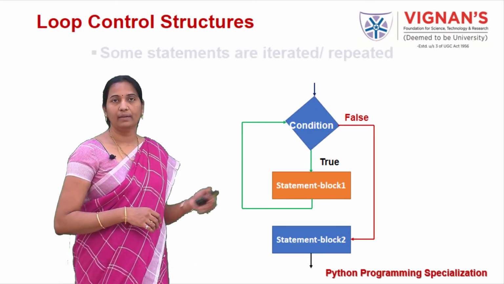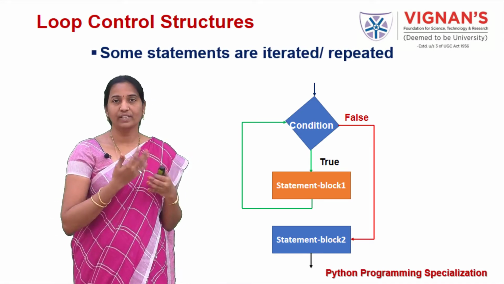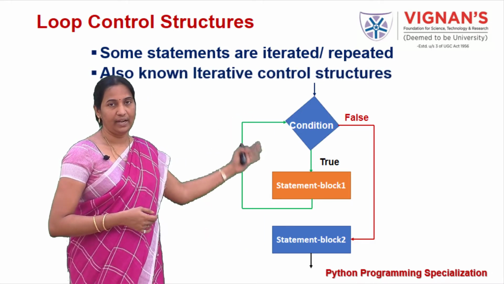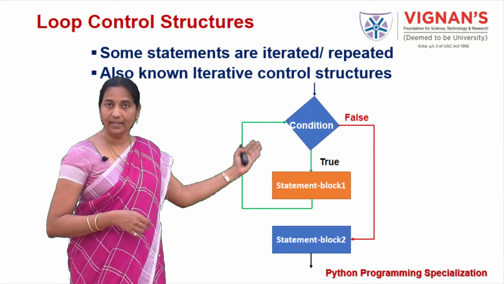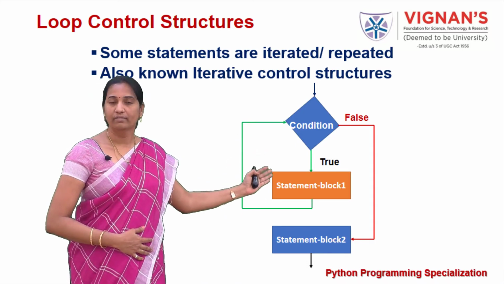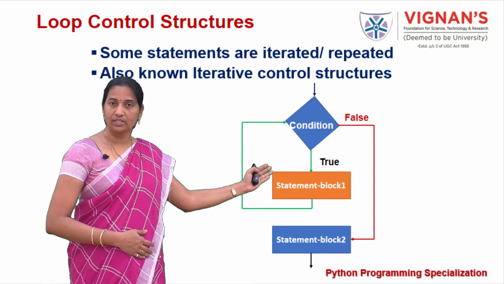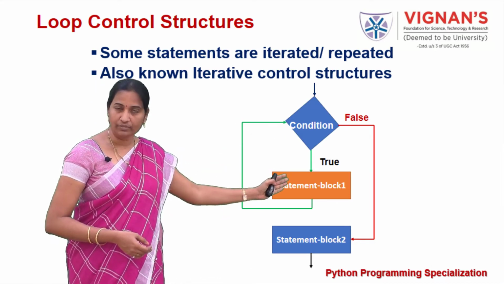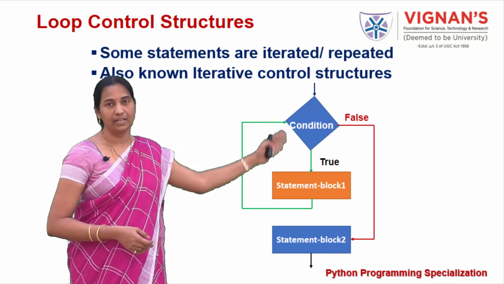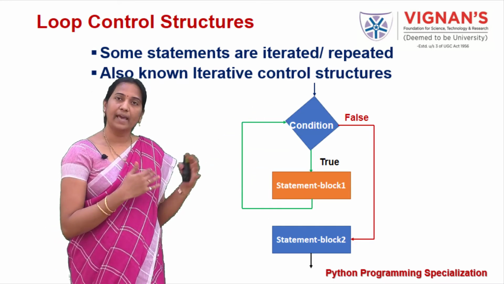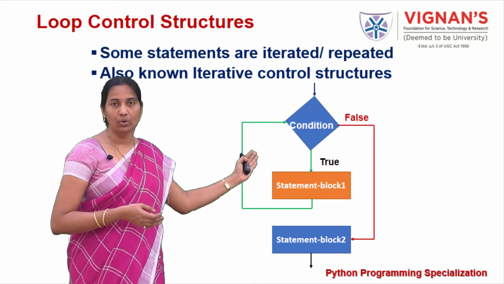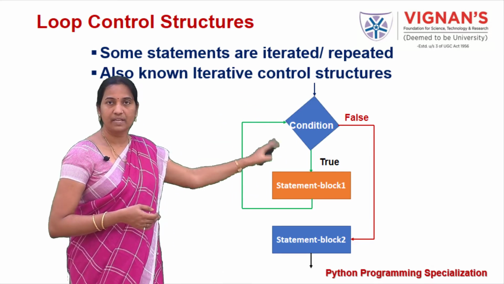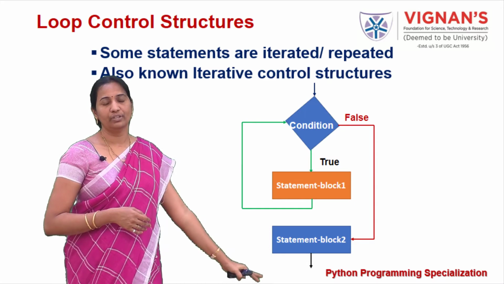Loop control structures can be used to repeat certain statements a certain number of times, or till a condition is satisfied. For example, in this flowchart, I have a condition, and when the condition evaluates to true, the statements in block 1 will be executed. After execution of the statements in block 1, the condition is tested again, and if it is true, the block of statements is executed again. This will be repeated either a certain number of times, or even until the condition is no longer true. Whenever the condition evaluates to false, the statements in block 1 will be skipped and the statements in block 2 will continue for execution.